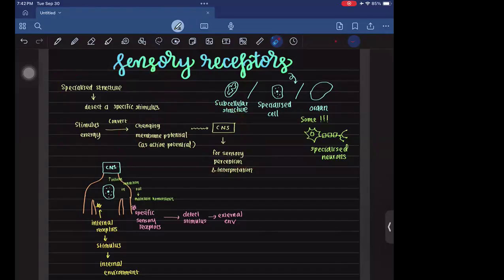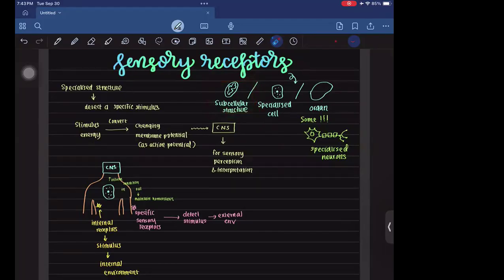Now what exactly is a sensory receptor? Is it a part of your body? How is it going to look like? It can be any one of these. It can be starting from a subcellular structure. Inside a cell, a component, anything which is suspended in the cell, you call it a subcellular structure, right? So the sensory receptor can be a subcellular structure.